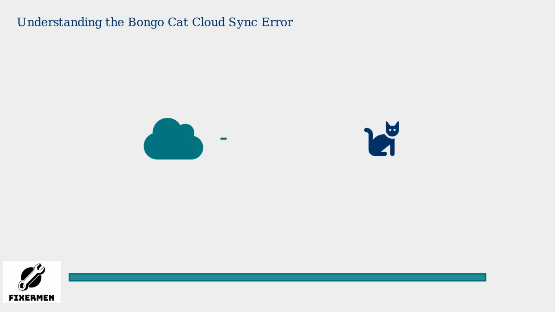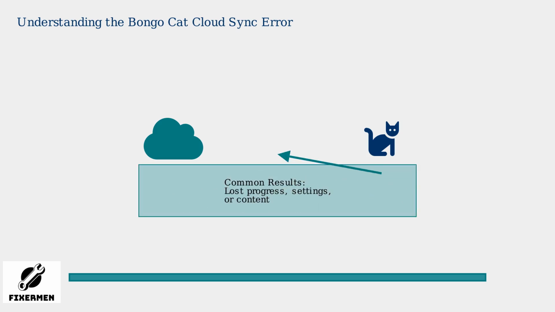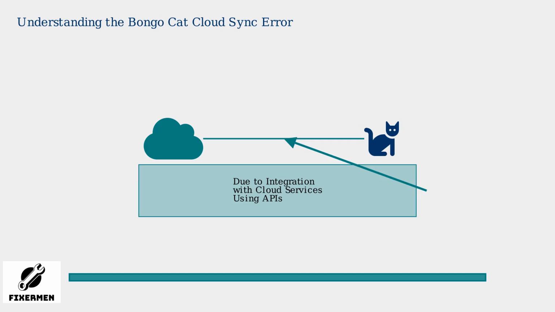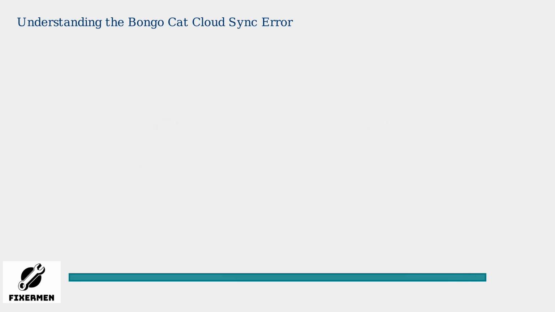The Bongo Cat Cloud Sync error is a technical issue that prevents the Bongo Cat software from properly saving or loading your data to and from the cloud. This commonly results in lost progress, settings, or user-generated content. It primarily affects users on mobile platforms like Android and iOS, as well as web-based versions of Bongo Cat. This is due to the way these versions integrate with cloud services using APIs. This issue is not a widespread global crisis, but it does cause frustration among users.